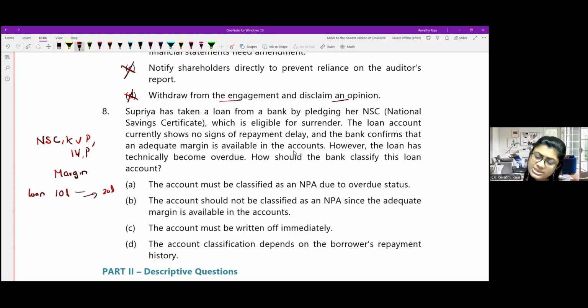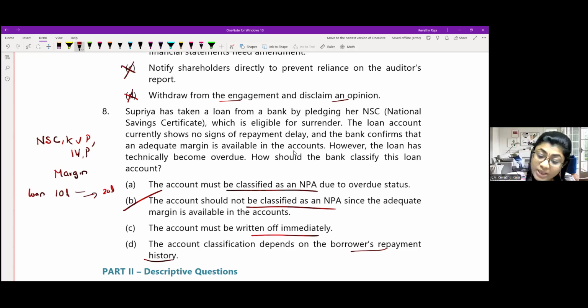So, can you say which is the answer? It must be classified as NPA. Account should not be classified as NPA since margin is available. Should be written off completely. Depends upon borrower's history. So, answer is B.